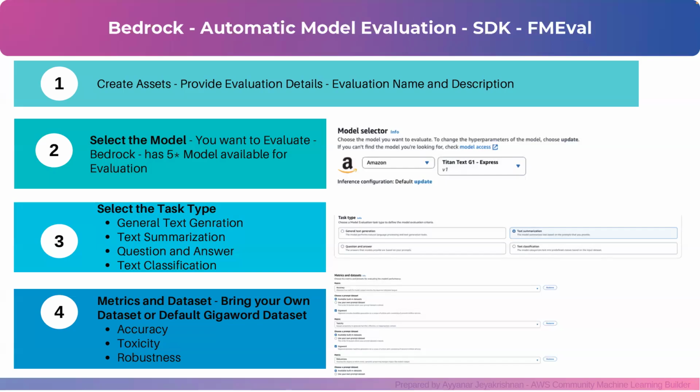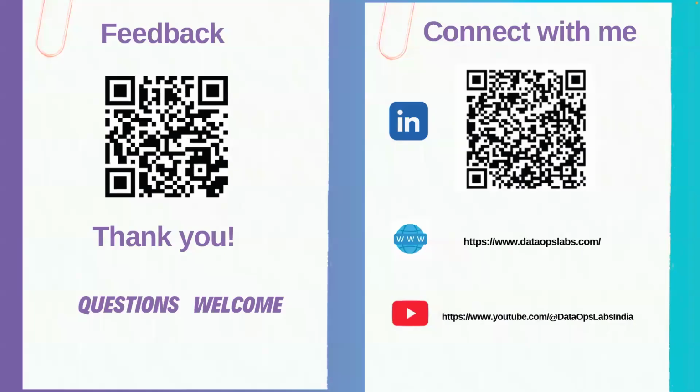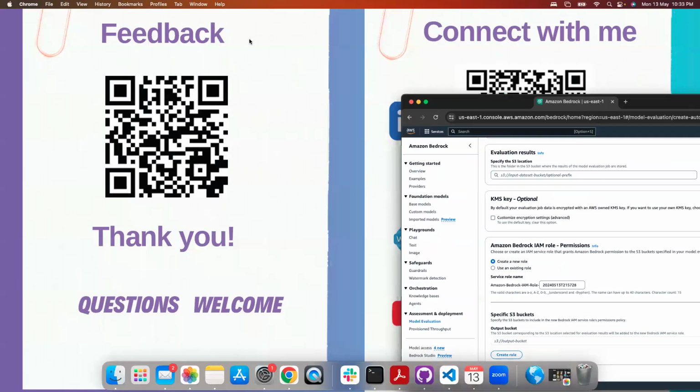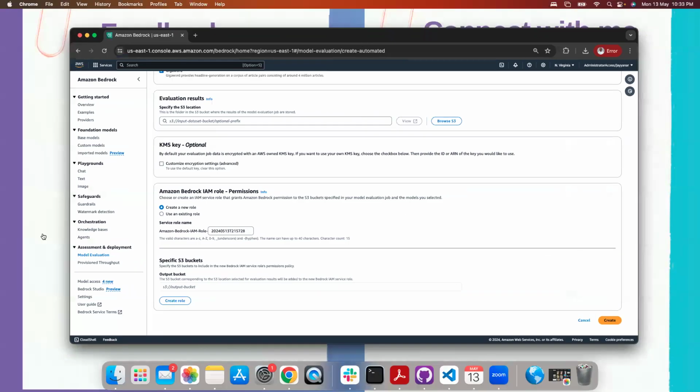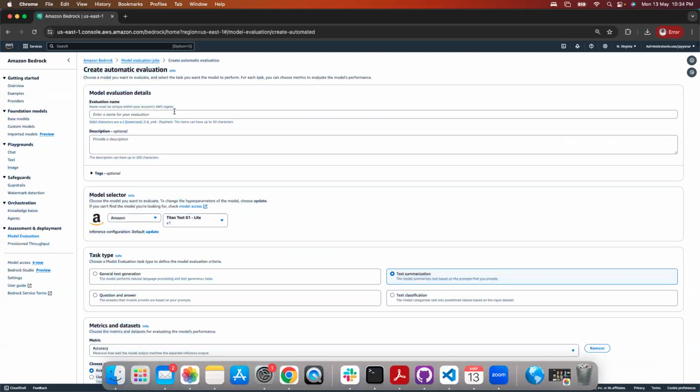This is from the console, and let us do some demo using FM evaluation. Okay, so let me first just show from the console, then I go through the UI. Okay, this is the console. I am here at AWS Bedrock. I'm just going to try out something. Enter the name of our evaluation. I say data ops may.